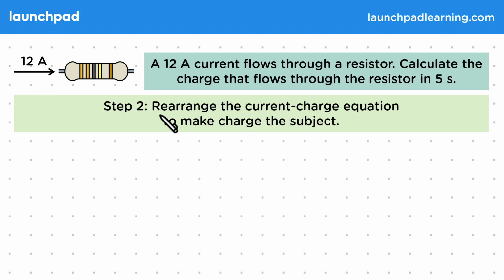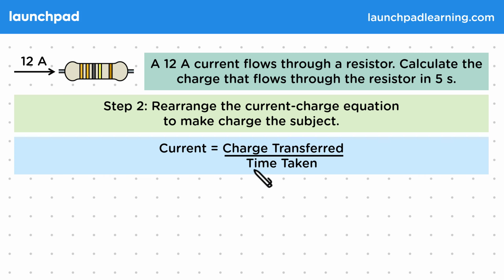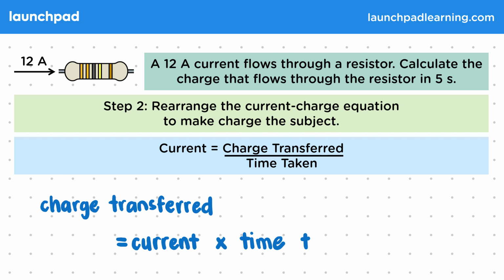So for step 2, let's rearrange the current charge equation to make charge the subject. Now we can do that by multiplying both sides of the equation by time taken. And then we end up with charge transferred is equal to the current multiplied by the time taken.